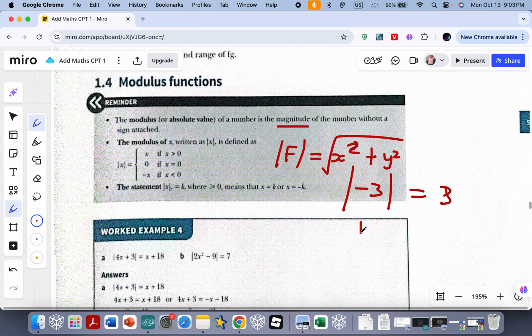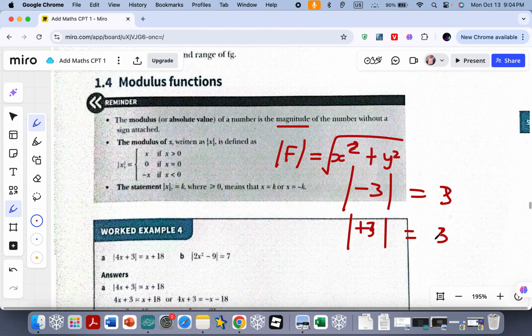Because if you do the modulus of +3, you're also going to get 3. So if they say the modulus of a number is 3, they've given us the solution as 3. Then what's the original number? The original number could be either -3 or +3.